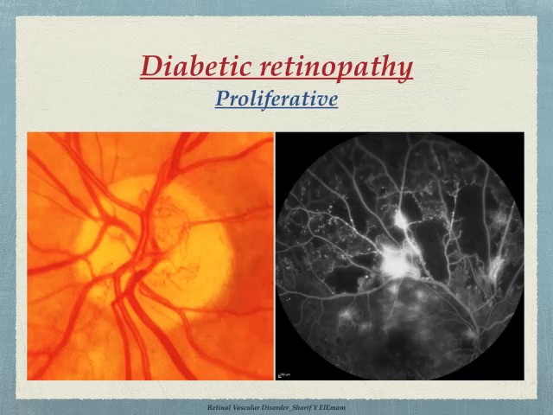Sometimes the changes can happen on the disc itself, as in the photo on the left side, showing the optic disc, as well as some small vessels on the optic disc itself. These are NVDs, and they can also be seen on the fundus photo, showing also the NVEs or the new vessels elsewhere.